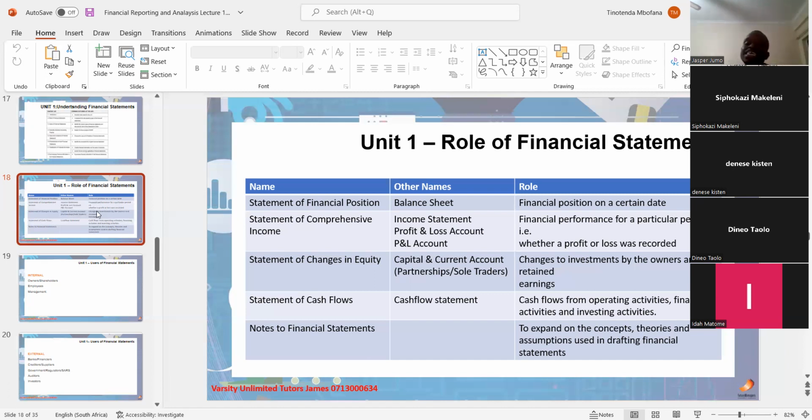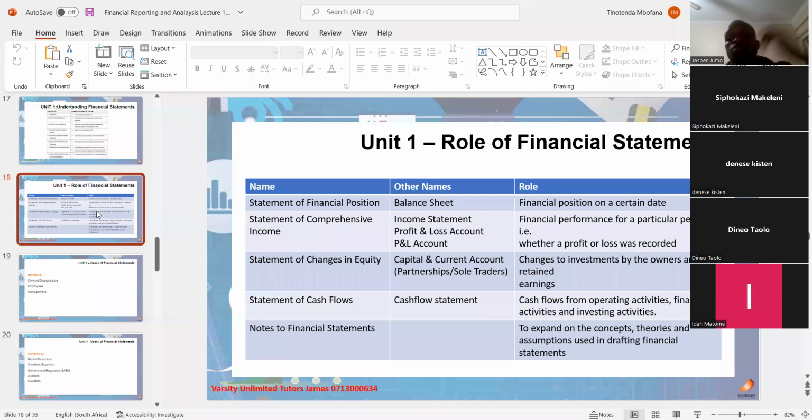Then the next one is called the statement of changes in equity. Now, a business by its very nature is owned by someone. It's someone's business. So you want to know that at the beginning of the year, how much did that person own in that business? And then at the end of the year, how much do they now own in the business? So what is the value of their ownership within that particular business?